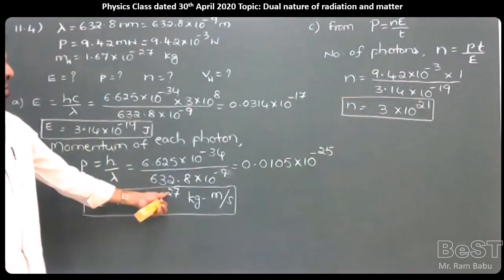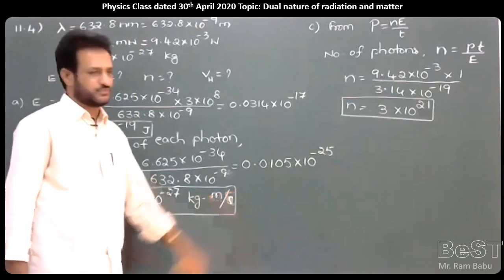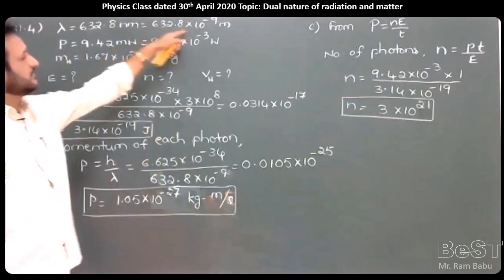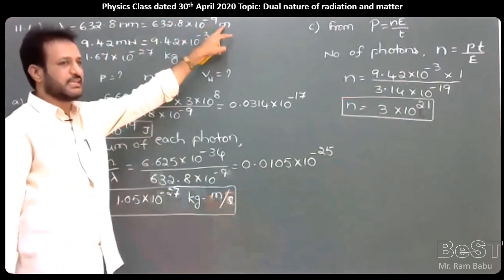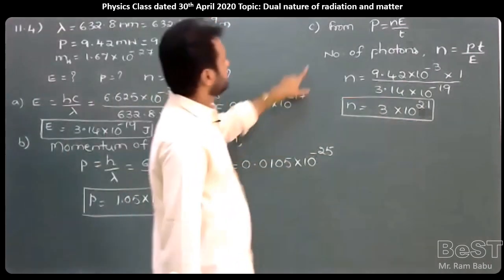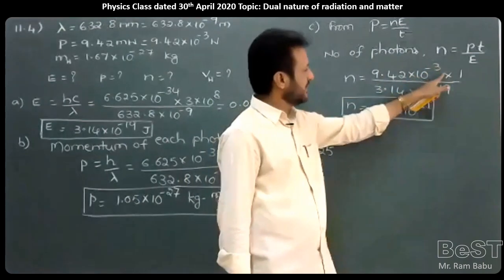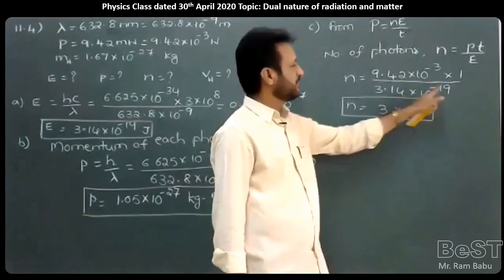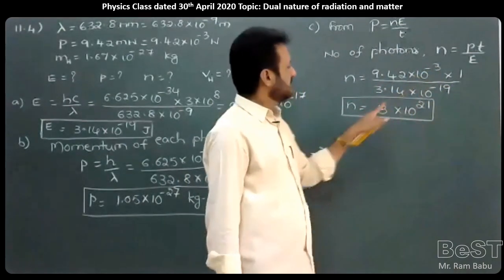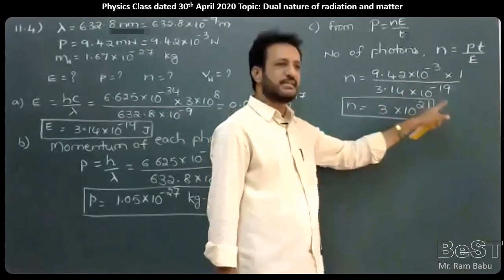1.05 into 10 power minus 27 kg meter per second. They given nanometers, then it is equal to 10 power minus 9 meter, you should write. And here the number of photons emitted is 9.42 into 10 power minus 3 divided by 3.14 into 10 power minus 19, which is 3 into 10 power 21 photons per second.